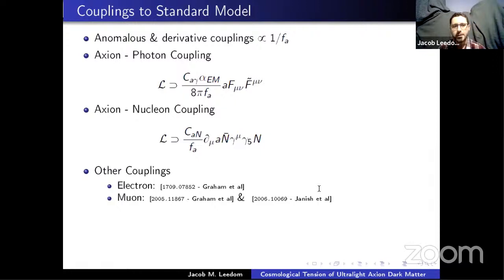I'll consider the axion photon coupling, which has the usual form with F F tilde, F being the electromagnetic field strength. And then I'll also be considering the axion nucleon coupling. This is the usual derivative coupling to neutrons and protons. Here I've also defined some model-dependent parameters, C_a-gamma and C_an. These should generically be some order 1 parameters that depend on the details of the model. And I'll get into more discussion on that later.